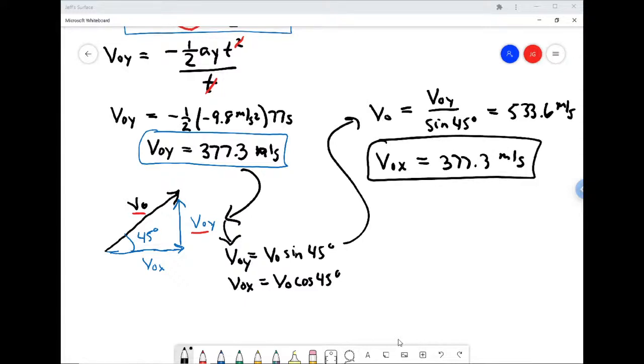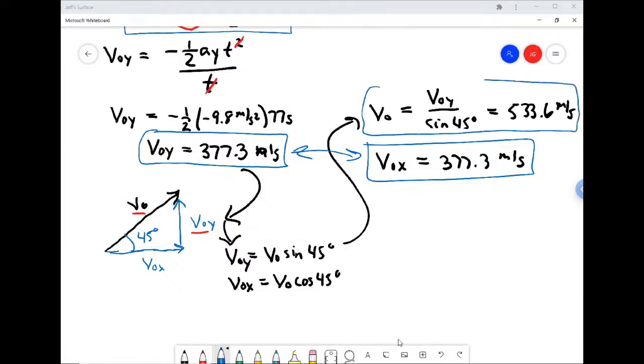Okay, so that shouldn't be too surprising, because why is the x component the same as the y component? It has to do with this being a special case, where the launch angle is 45 degrees. If you think about 45 degrees, it's the angle that splits the triangle so that the two sides are exactly the same length. V naught x is equal to V naught y.